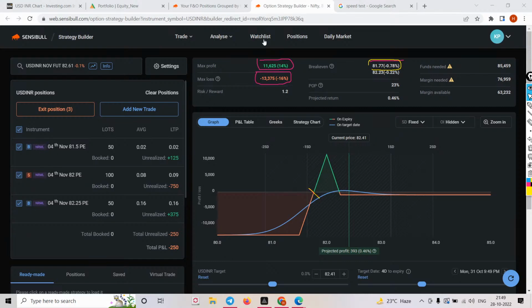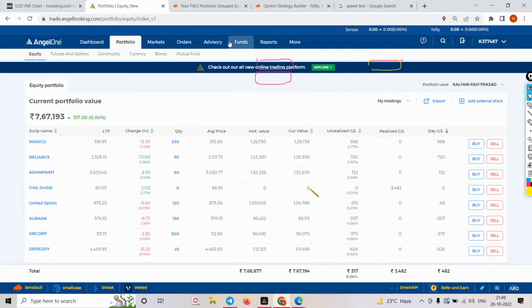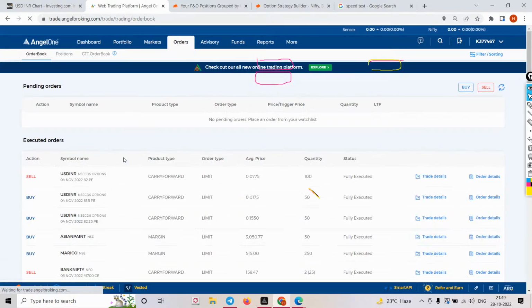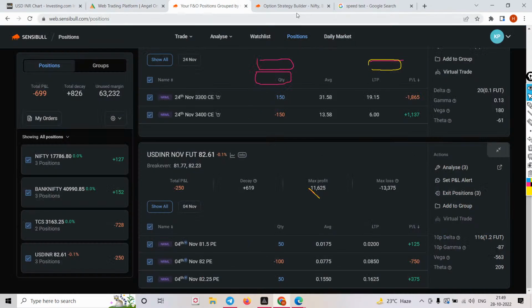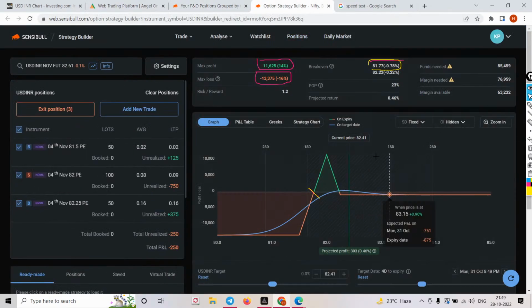And I've traded this. Let me show you whether this is original or duplicate, because I know you guys have to trust me. Whatever I show you are all real trades. Check this USD INR. Now pause the video and check the price and everything. USD INR, 2 sold, 100 sold, 50 bought, 50 bought. The same thing I'm showing it here.